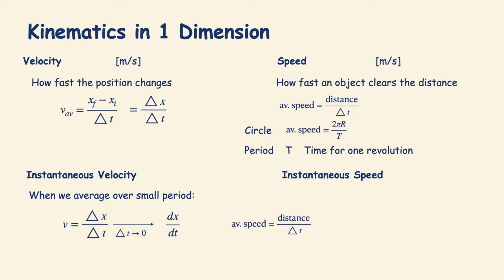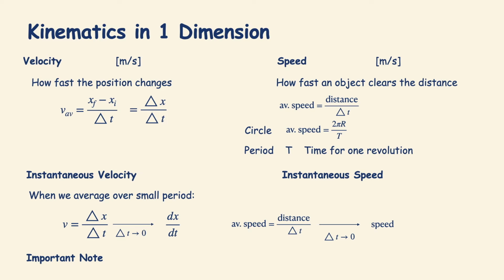Let's look at the instantaneous speed. Once again, we start with average speed, which is distance over time. And if you want to know the instantaneous speed, we're going to average over a very small time interval, and that will give us the speed at this interval, which for practical purposes, we will treat as if it's equivalent to the instantaneous speed.